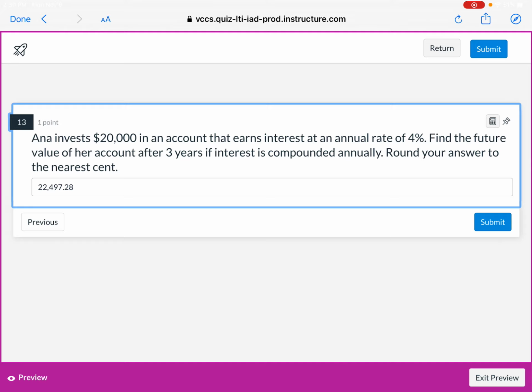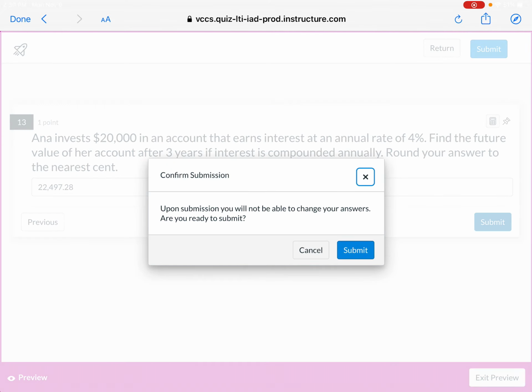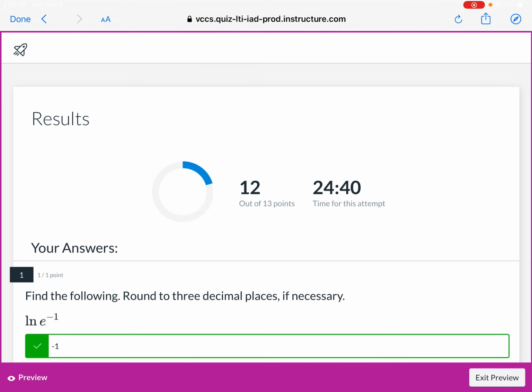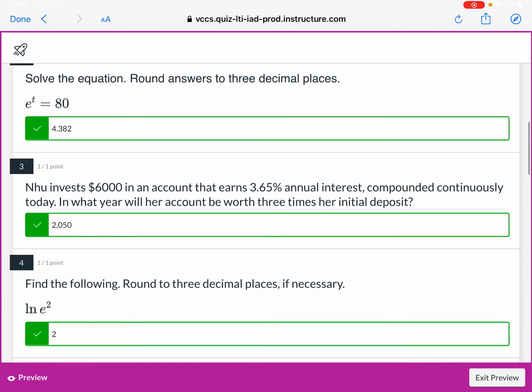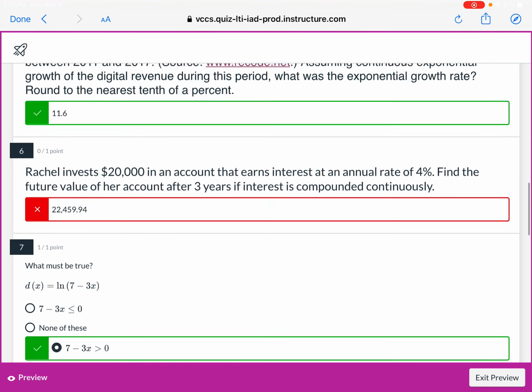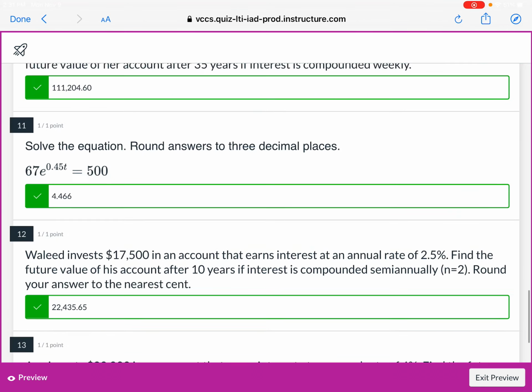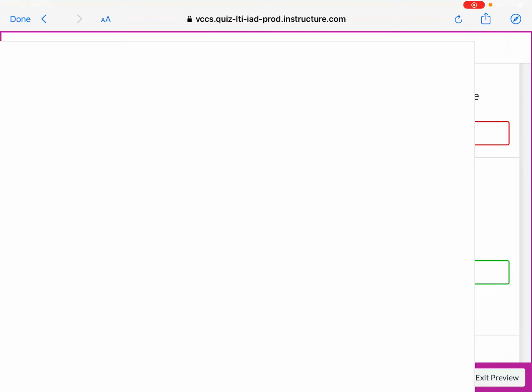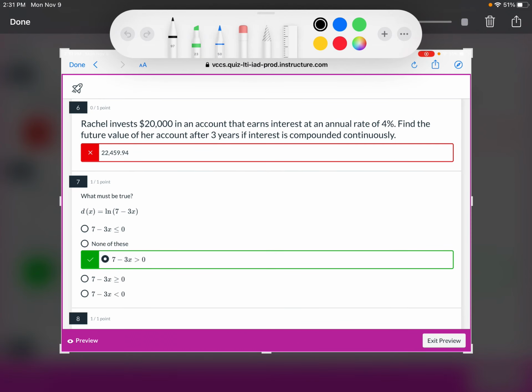I better get 13 out of 13, right? Because I wrote this quiz. I missed one, guys. Let me see what I missed. This one? What? All right, I'm going to try this one again. I got everything right except for that one. But isn't it nice that we have unlimited attempts? I don't know what I did wrong, so let me go ahead and try this one more time.